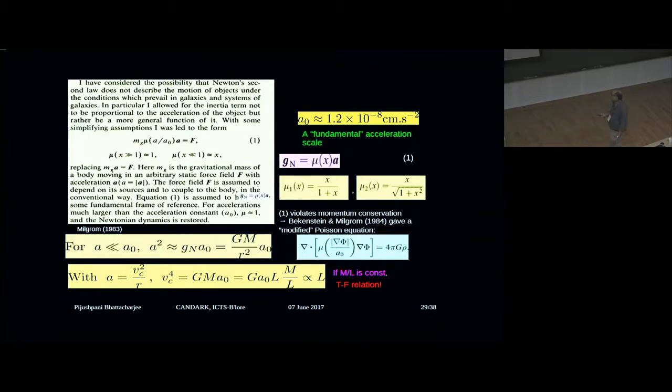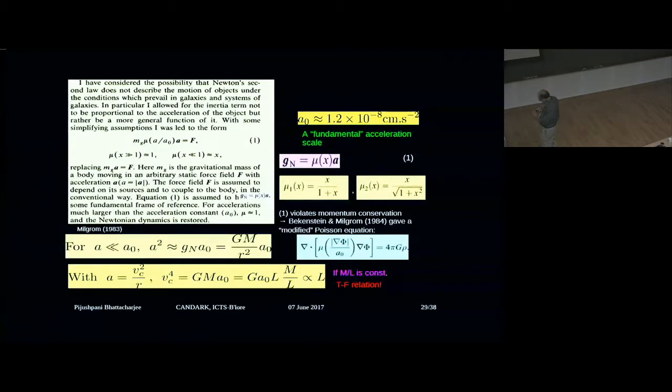Note that for A very, very small compared to A0, this relation tells you, so you put x as A over A0, that A squared is the Newtonian gravity times this fundamental acceleration. And since, if you consider a circular orbit, the circular acceleration is this, you put that in that relation and you find a relationship between the circular speed and the total mass of the system.